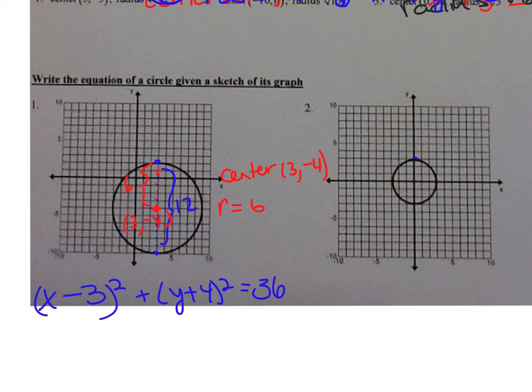Count the diameter. So 1, 2, 3, 4, 5, 6. The length is 6. Half of 6 is 3. So 1, 2, 3. So my radius is 3 and my center is (0, 0). So let's write that down. Center is (0, 0) and the radius is 3. So that would be x squared plus y squared is equal to 9. Okay, so let's flip it over and take a look at what we have on the back.